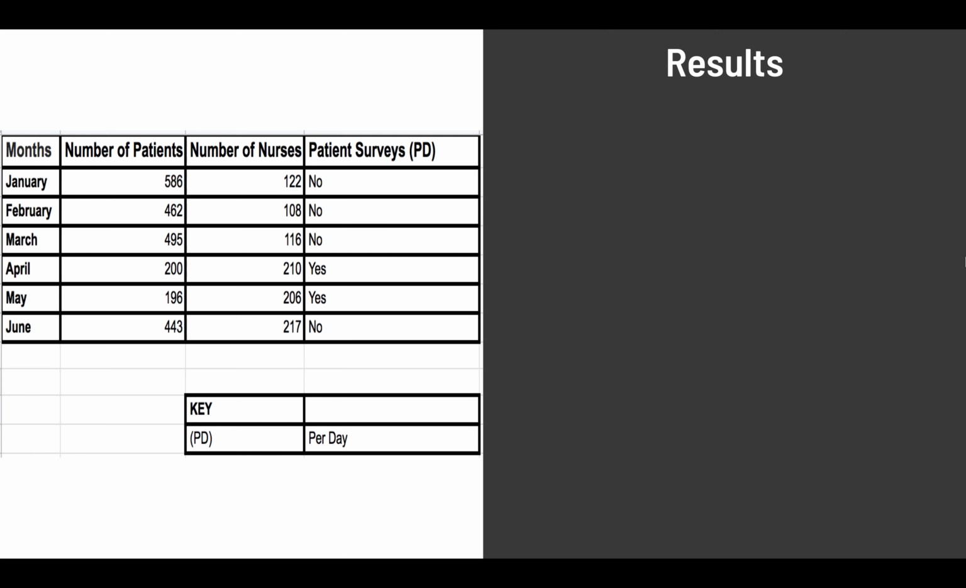So taking an example of January, and noting previously that nurses at the hospital's equilibrium take in on average 5 patients per nurse. If we do the math from the 586 to the 122, that does not equal out to 5 patients per nurse, meaning that each patient was not getting the effective, efficient care that they deserved, which of course resulted in that no survey. The only months where we see yes is April and May, but predominantly this was no.